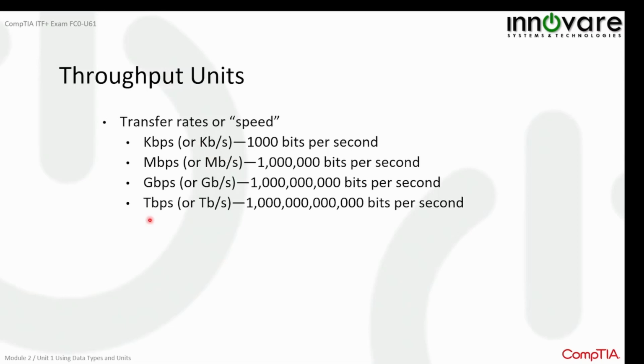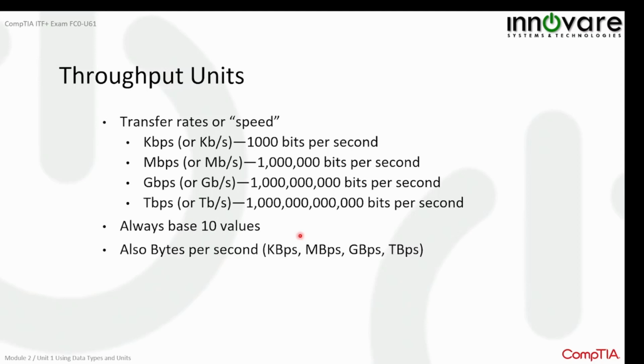The same terminology, base 10. These are always the base 10 values. And when it comes to bytes, the same thing. The difference is in the writing: it is written with a capital K and capital B and PS, meaning kilobytes per second, megabytes per second, gigabytes per second, terabytes per second.